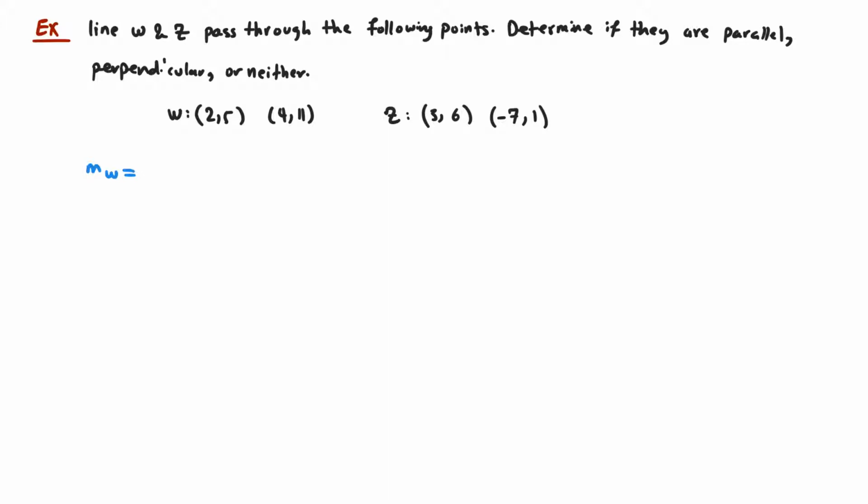And I'll just label the points as x1, y1, x2, y2. And this is y2 minus y1 over x2 minus x1. And y2 is 11 minus 5, divided by x2 is 4, x1 is 2. And 11 minus 5 is 6, 4 minus 2 is 2. And this simplifies to 3.